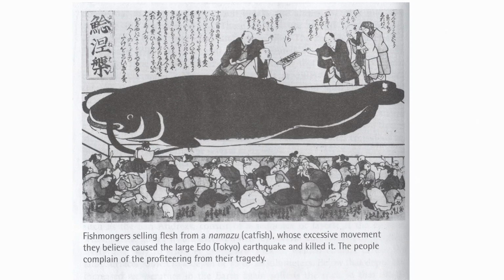They believed that, so because of that they tried to kill this fish. You can see a fishmonger selling the flesh of the namazu, whose excessive movement they believed caused the large Yodo. Yodo is earthquake in Japan. So, people believed that catching and killing this fish would reduce the tsunami effect or earthquake effect.